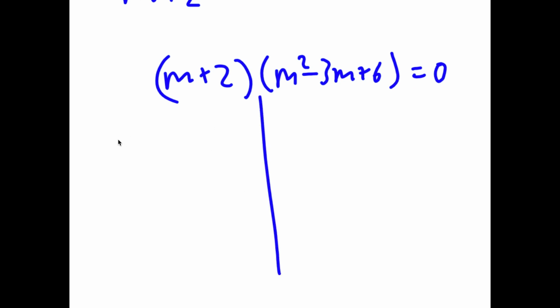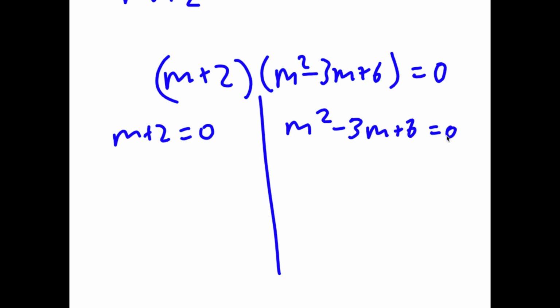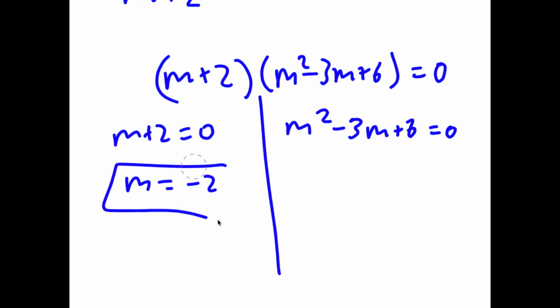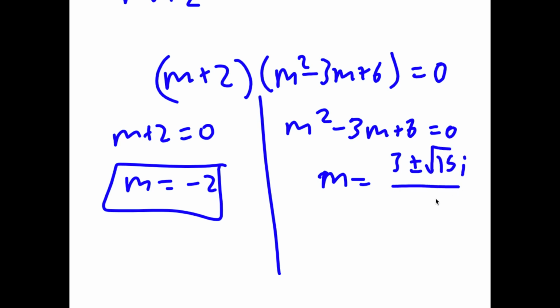So now to solve this, we have two equations. M plus 2 is equal to 0, and m squared minus 3m plus 6 is equal to 0. So obviously from m plus 2 equals 0, we already know that m equals negative 2. We already found that solution. But from m squared minus 3m plus 6 equals 0, we have to use the quadratic formula. And I'm not going to waste your time by actually plugging everything in, but you should get that m is equal to 3 plus or minus the square root of 15i over 2.